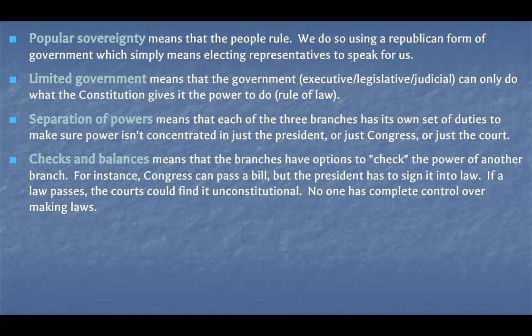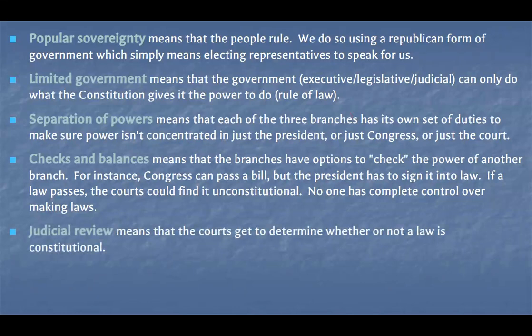Checks and balances actually give each branch the power to check the power of another branch. So, for instance, Congress can pass a bill. The president gets to choose whether or not to sign it into law. And if he, or she, does, the courts could ultimately find it unconstitutional. So no one has complete control over the lawmaking process. There are some caveats and exceptions to this, but we'll discuss those later.